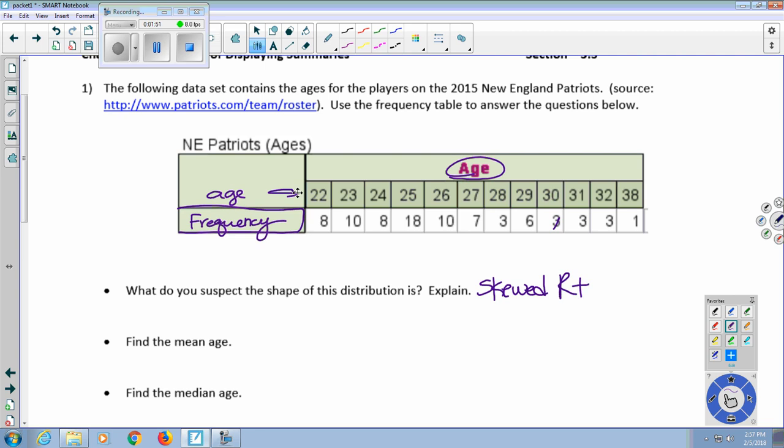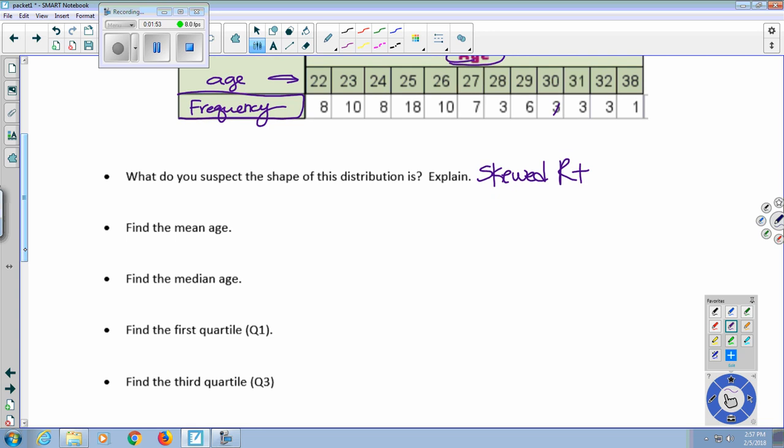Find the mean age. Okay, so this is a review of some of the things we've done before. What we want to remember is that we're dealing with a frequency table. So to find the mean age, we want to add up all the ages of all the players. And if we add up this row here, we get n equals 80. 80 players are contained in this chart. So we need to have 80 ages.